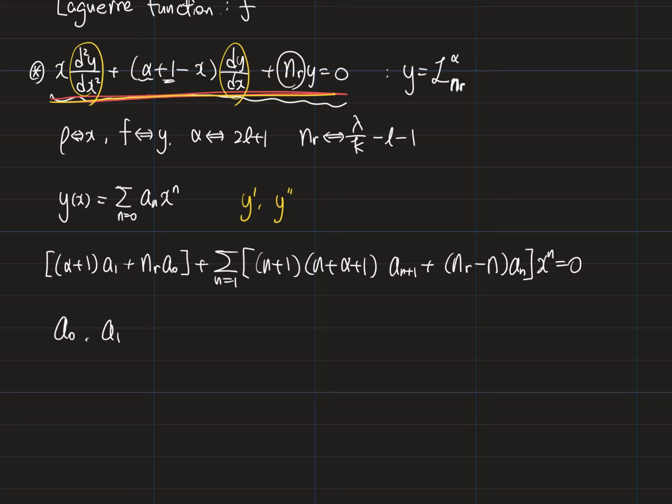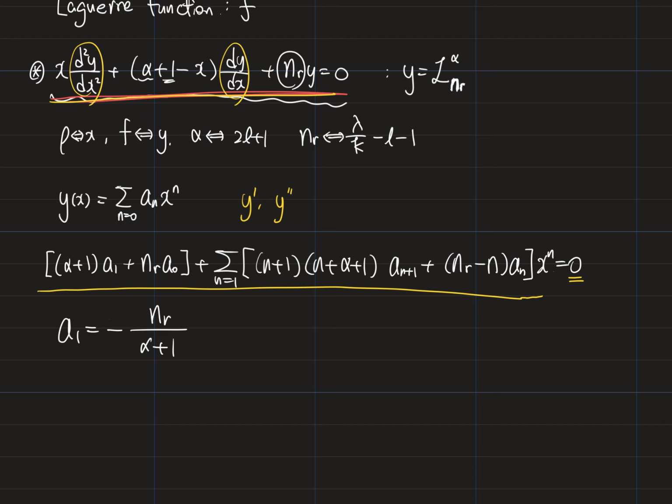And A1, so we want to have this equation always be equal to 0. So you can just put A1 to be minus alpha nr divided by alpha plus 1, right? From here. A1 should cancel the A0, right?